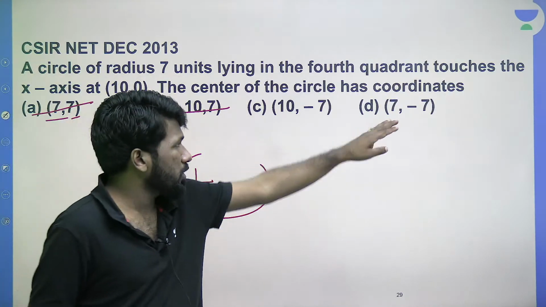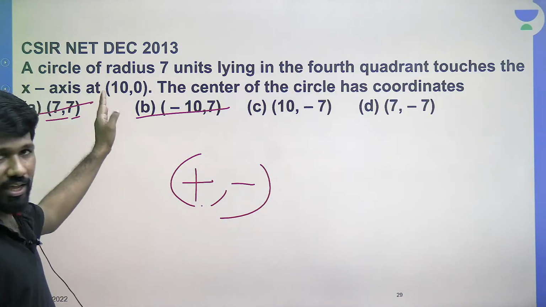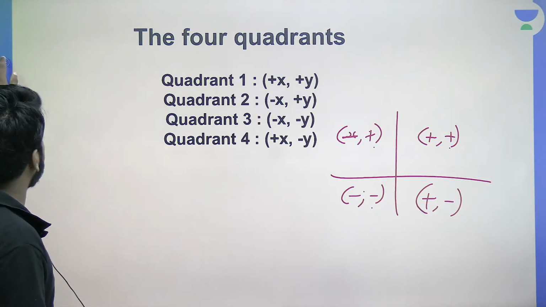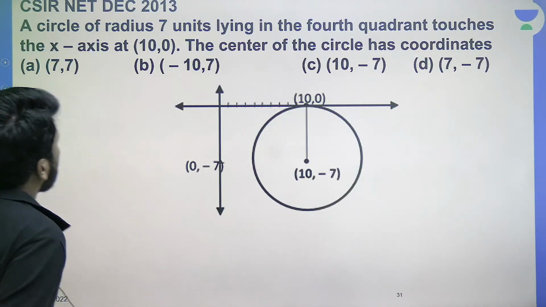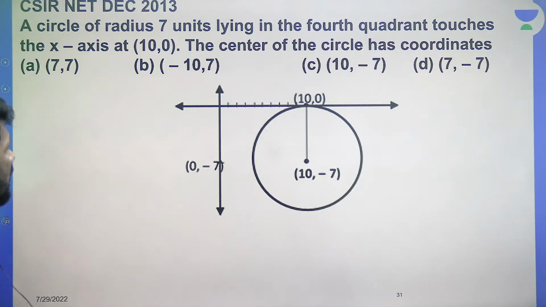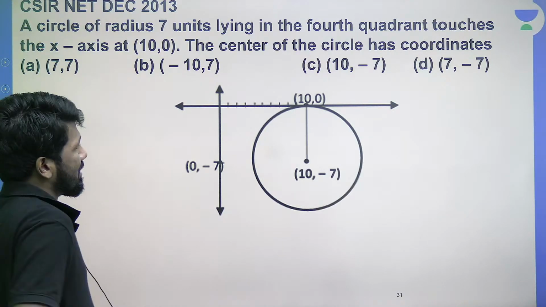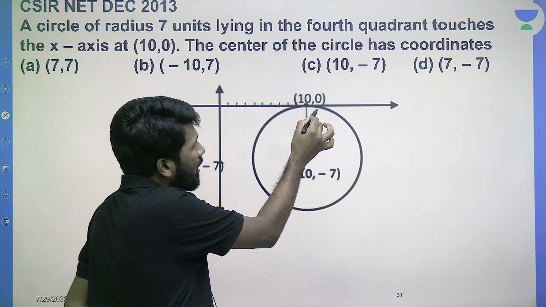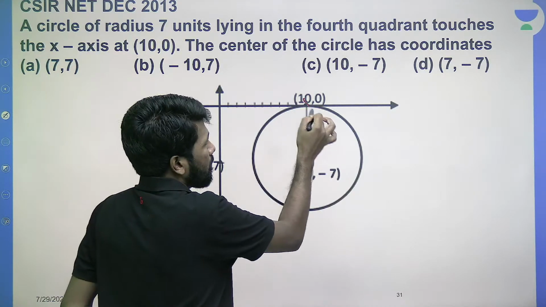Actually, this option can also be eliminated because of the distance. For that purpose, I will explain with the picture itself. Look at this. Read the question with respect to this picture. You will understand it properly. Circle of radius 7 units lying in the fourth quadrant touches the x-axis at 10, 0. 10, 0 means horizontal 10, vertical 0. This is the point, na?